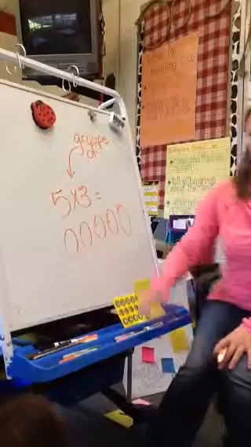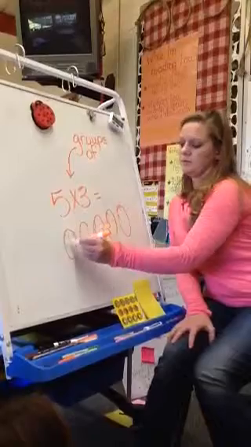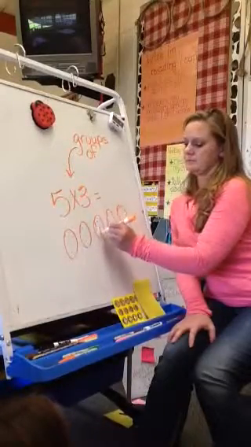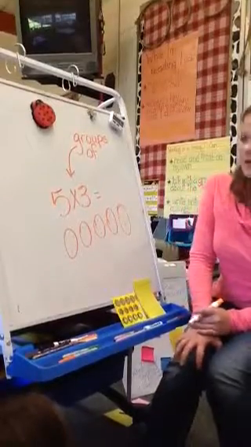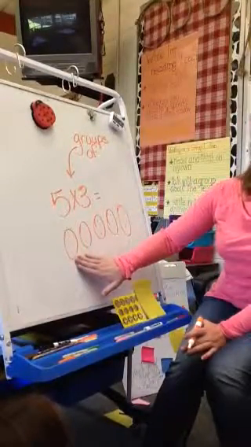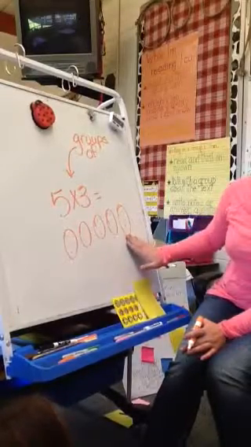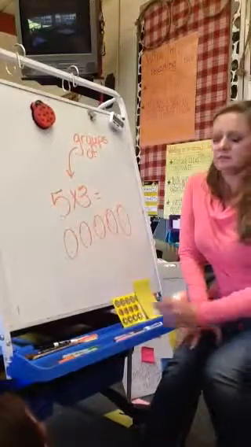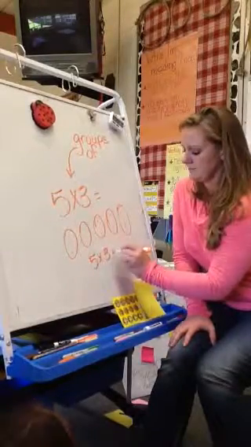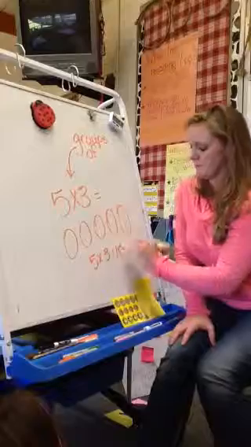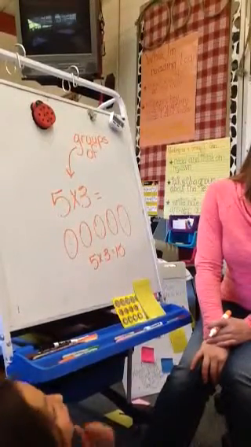How many is in each one? 3. 5 groups of 3. So 3 in each one. Now we're counting by 3s. Exactly. How many times? 5. Ready? Let's count. 3, 6, 9, 12, 15. What is 5 groups of 3, boys and girls? 15. 5 groups of 3 equals 15. Awesome. Are we ready? Yeah. Okay.